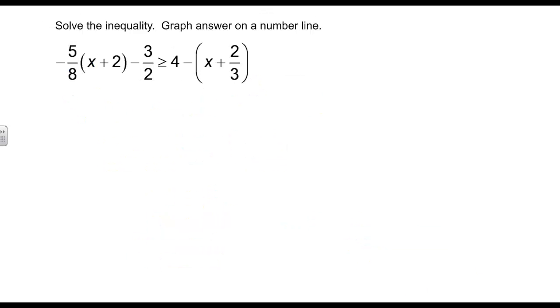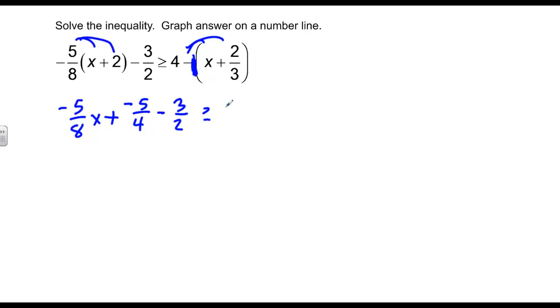Let's do another problem that involves some fractions, and we'll go ahead and clear the fractions on this. There's a couple of tricks we're going to have to do. First of all, distribute the -5/8, and then you'll notice we have that negative out in front of our parentheses. So there's like a -1 out there. I'm going to need to distribute that to both terms. I have -5/8 x plus, notice the 2 and the 8 reduce to a 4, so I have -5/4 minus 3/2 is greater than or equal to 4 minus x minus 2/3.